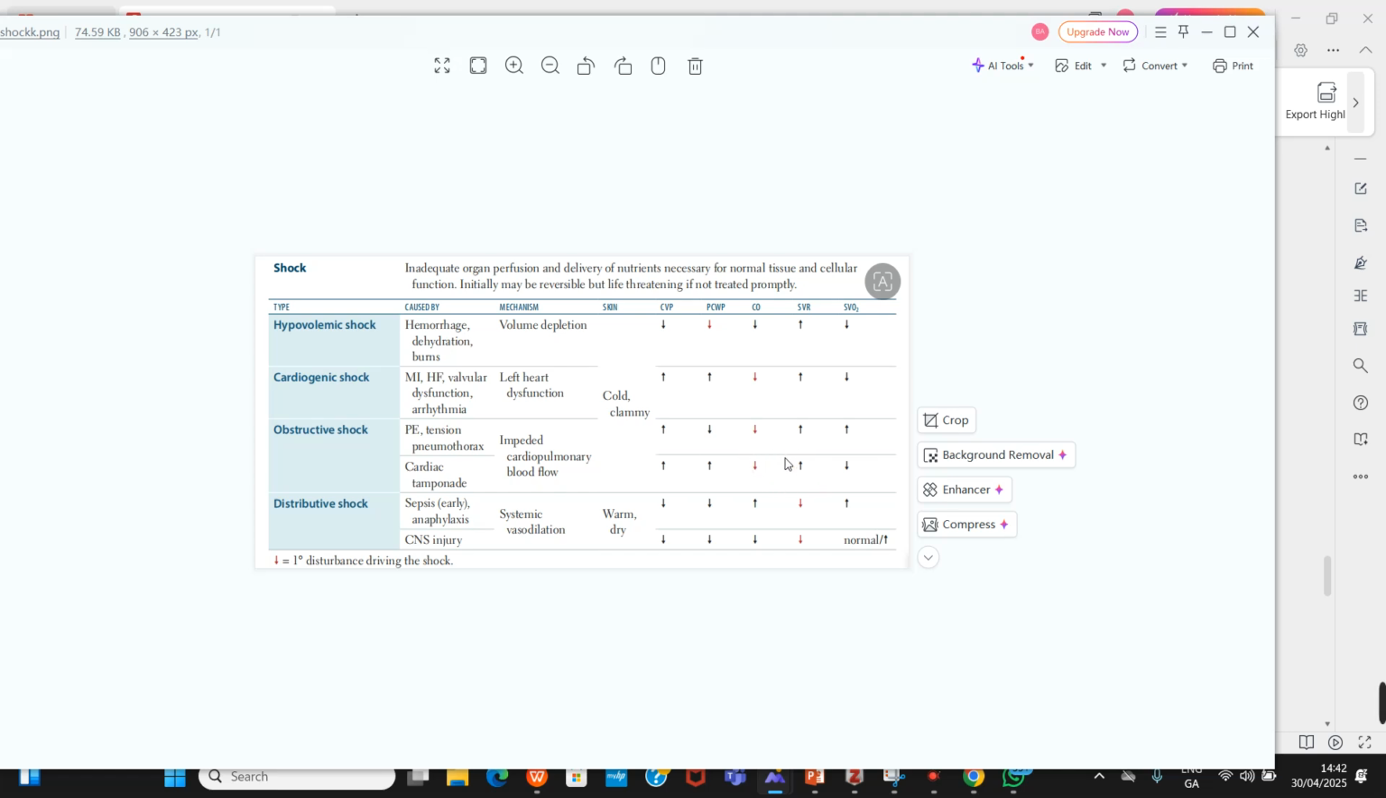There's going to be a reflex increase in the SVR, and of course, SvO2 is going to drop. So ignore this. SvO2 drops in all of them.